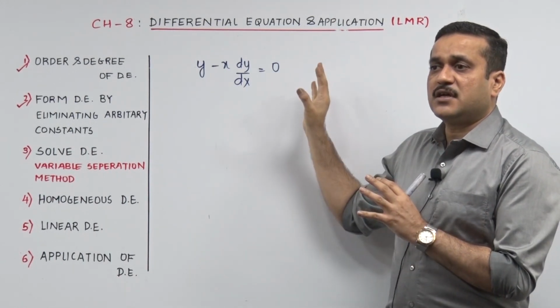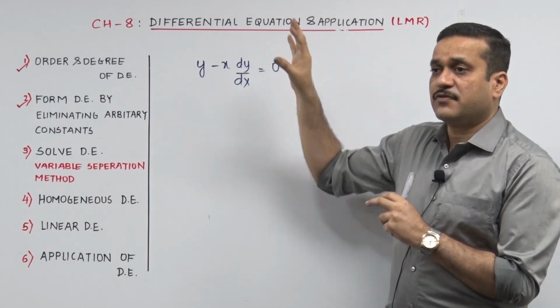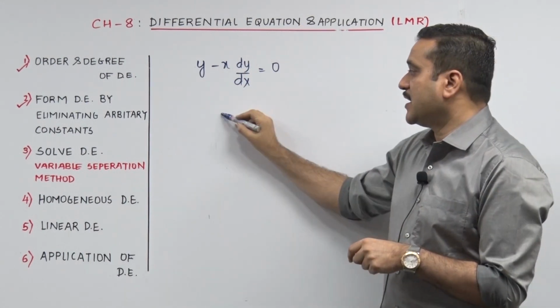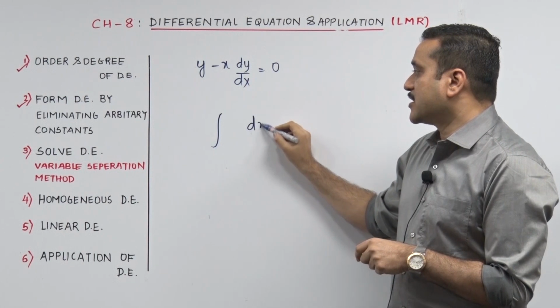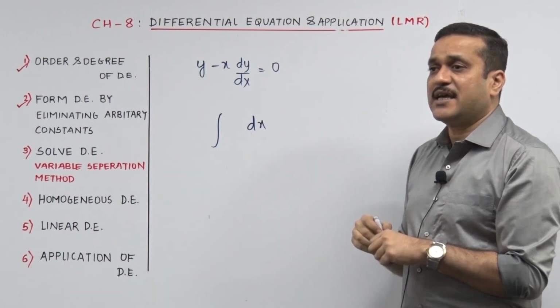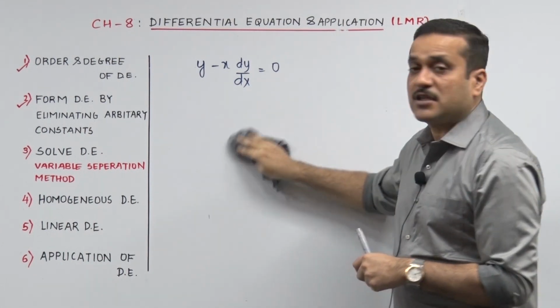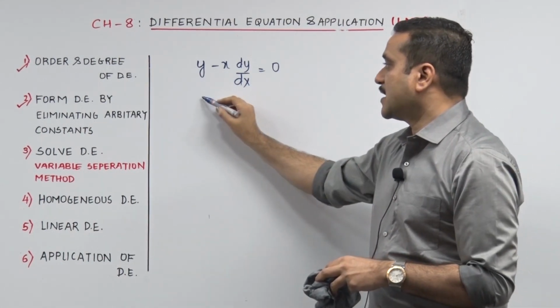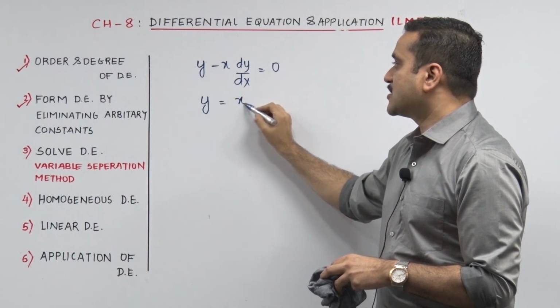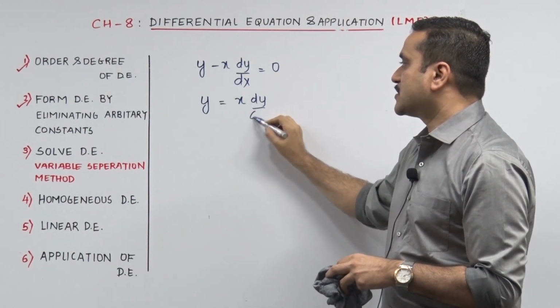Try to reshuffle the terms and try to bring your dx on the floor, because when you integrate finally with respect to x, your dx is in the numerator, your dx is on the floor. So, in my words I happen to say get the dx on the floor. So, first of all, the first step I go y is equal to x dy by dx.